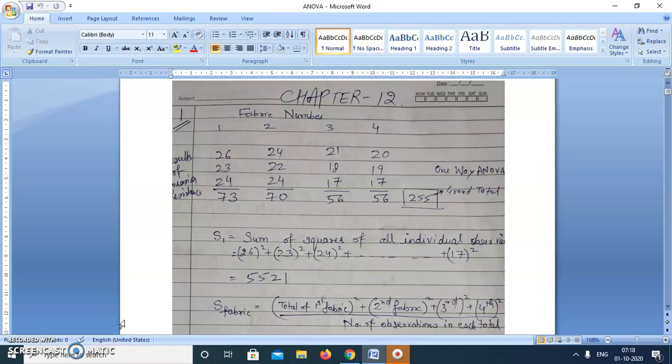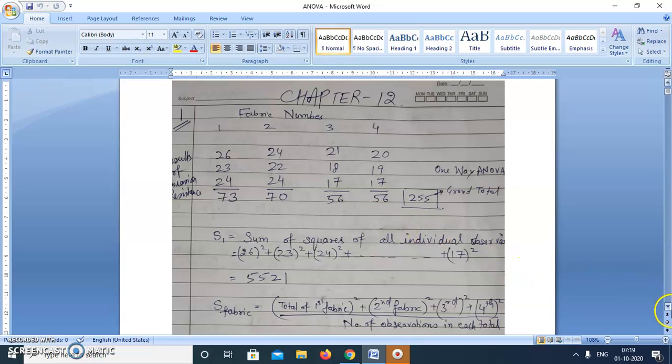What was the one-way ANOVA technique? When we have got one factor, suppose the question shown here is that 4 different types of fabrics are there. So we are comparing one factor, that is fabric type, and we have got the readings of abrasion resistance. We have to compare the mean readings which we are getting for these 4 fabrics: is there any significant difference between these 4 fabrics?